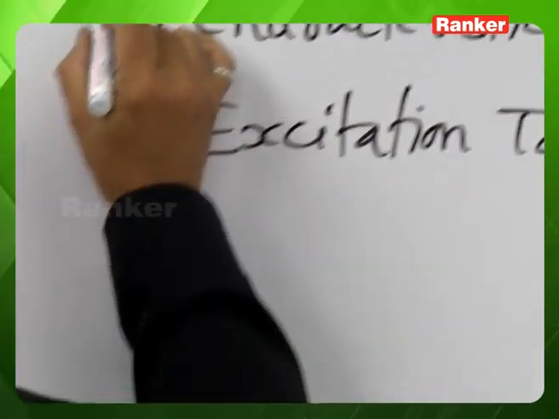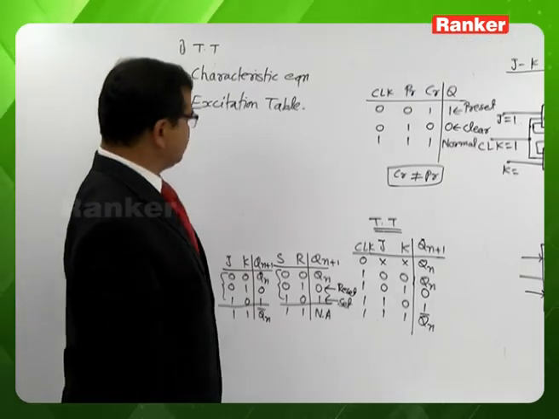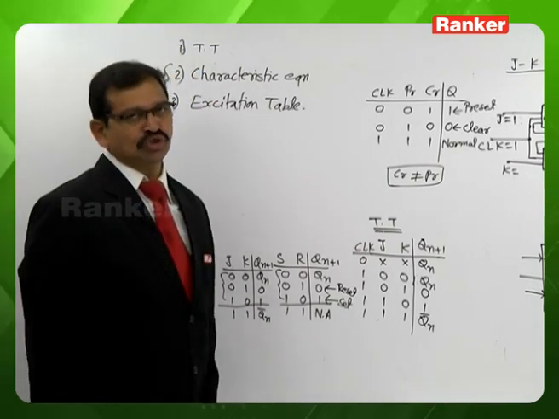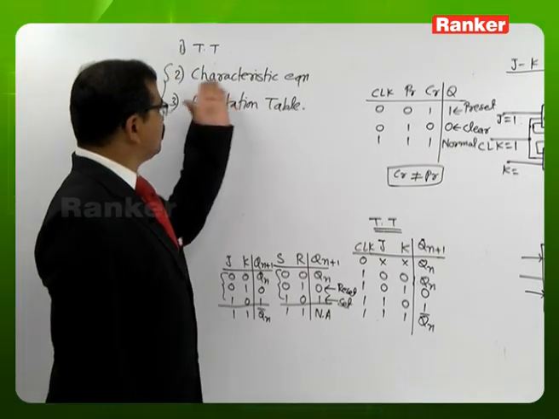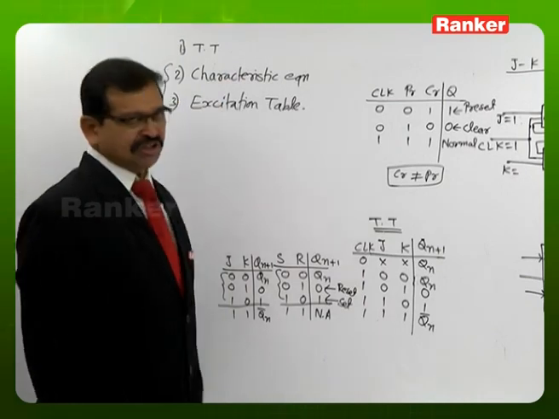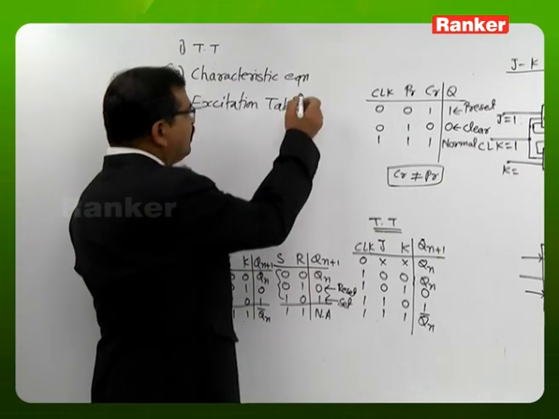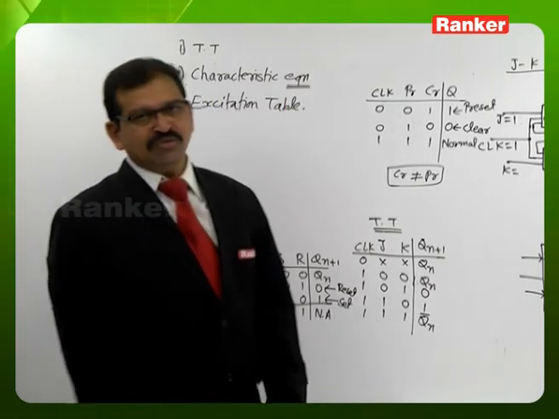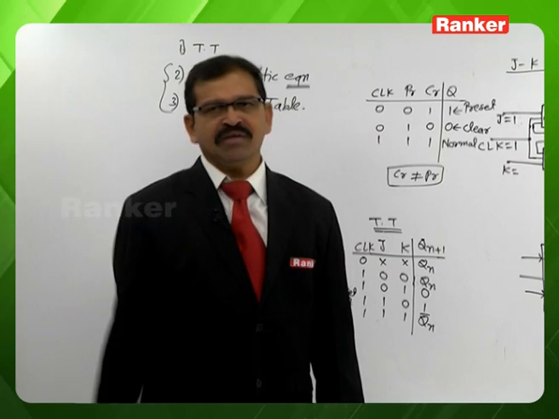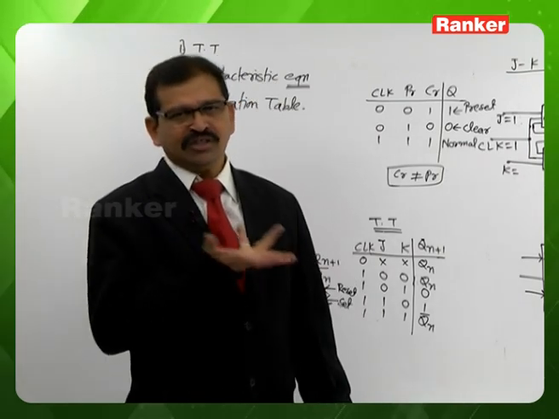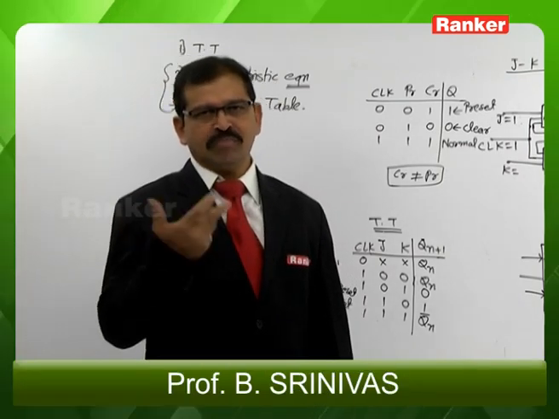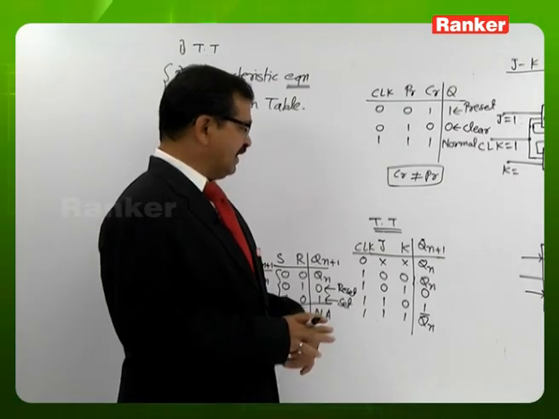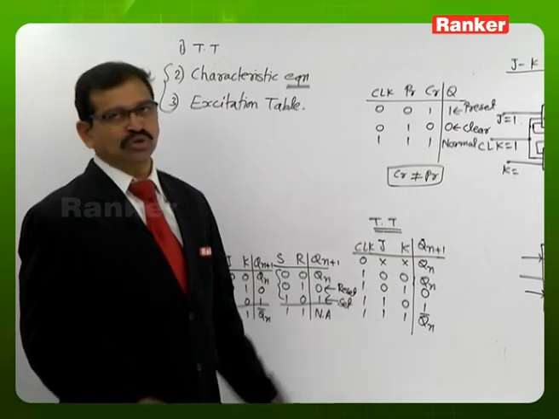So without this characteristic equation and excitation table, the study of the flip-flop will be incomplete if we stop just with the truth table. And what is this characteristic equation? We are using here a mathematical word, equation. The meaning of characteristic is talking about its behavior, its operation, or its nature. The operation, behavior, or nature of the flip-flops we already have studied by using these truth tables.